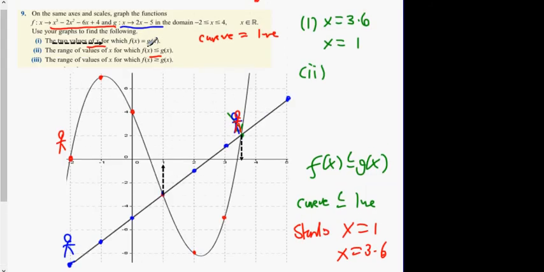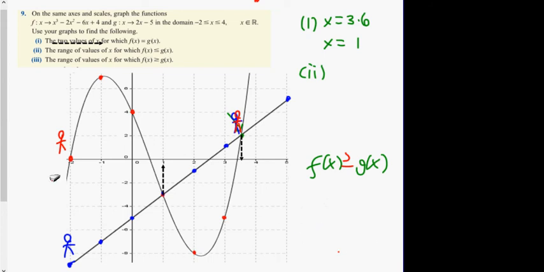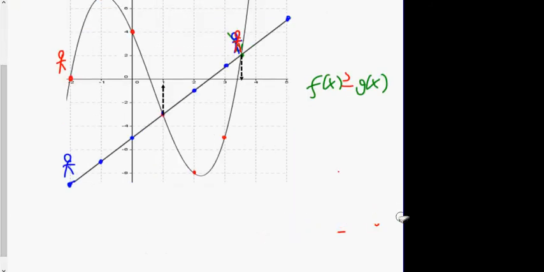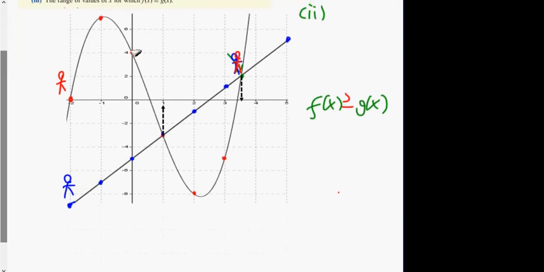Now, find the range of values for which f of x is greater than g of x. Same question, except what does it mean this time around? Curve's bigger than the line. So once again, go back to what we started with. When is the curve bigger than the line? Well, at the very beginning, which is x equals -2, is the curve bigger than the line? Is the red person above the blue person? So it starts at x equals -2.